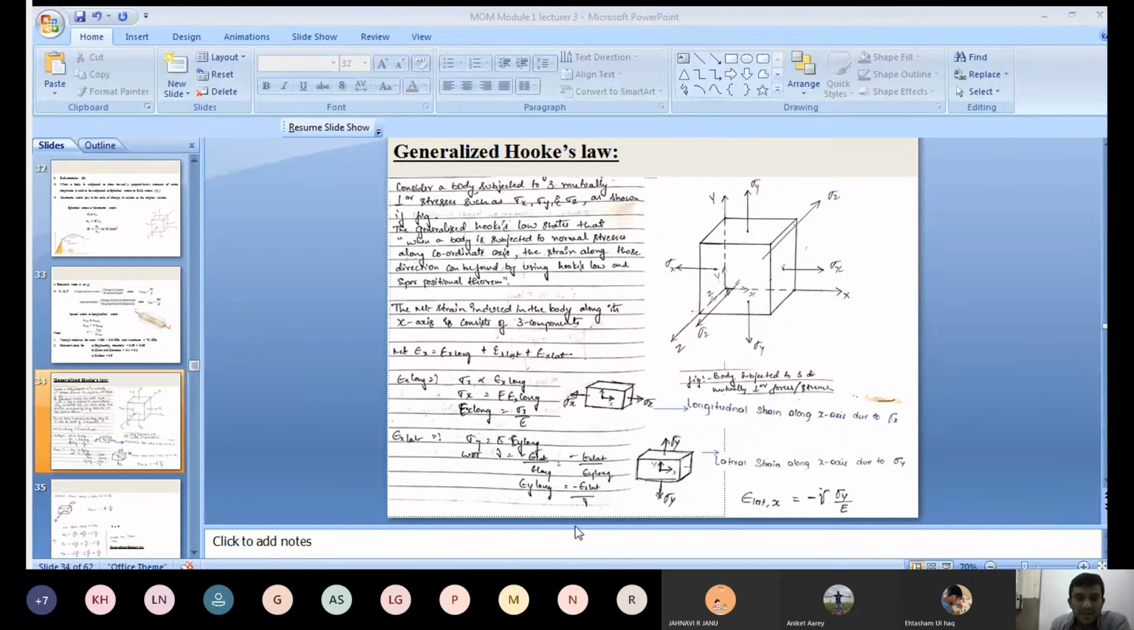Now what is the lateral dimension here? Consider x-axis minus epsilon x lateral divided by epsilon y longitudinal, right? From this I want to take the longitudinal strain along y-axis is equal to minus lateral strain along x-axis divided by Poisson ratio. Now substitute this value into the sigma y equation, then simplify it. Finally we'll get the lateral strain along x-axis is minus mu into sigma y by E.